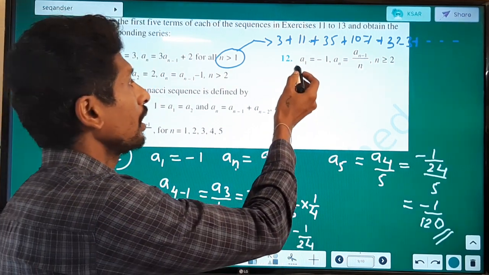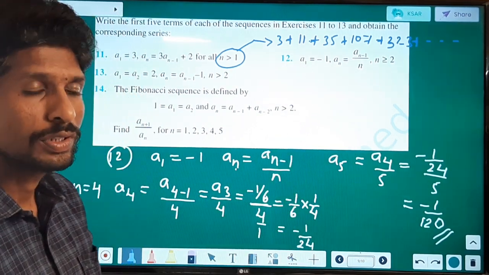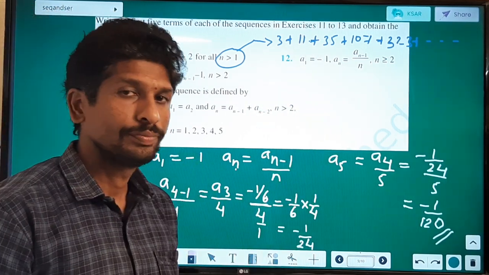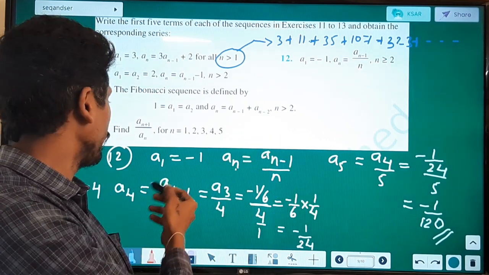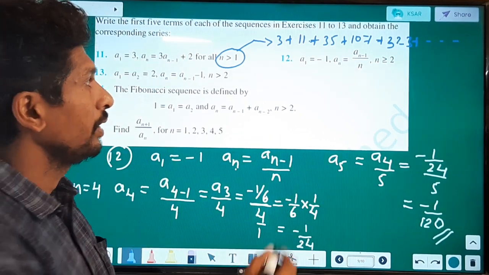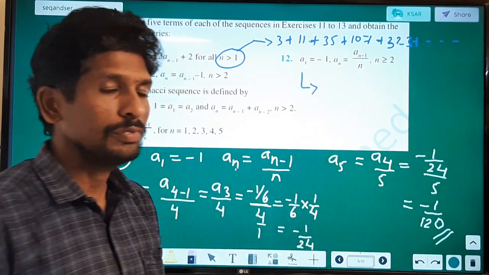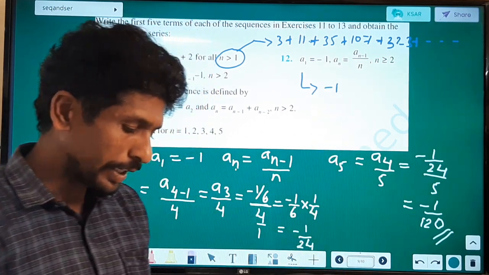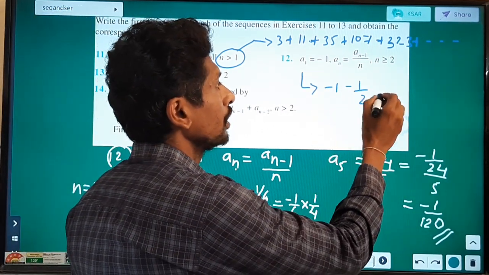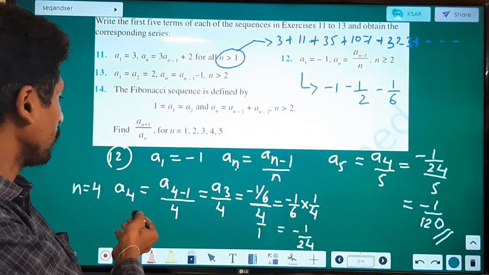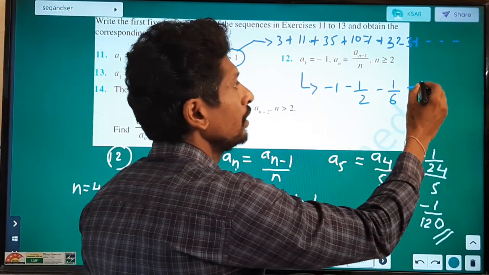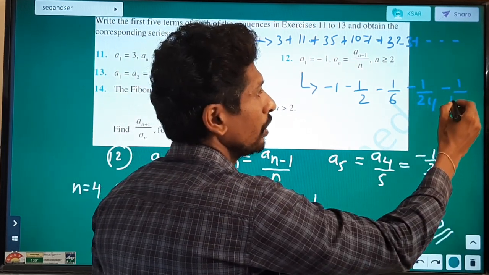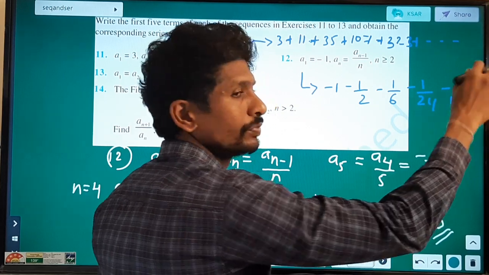Similarly, we also found the first 5 terms of the 12th problem. A1 is -1, and similarly A2, A3, A4 and A5. In the same way, the series becomes: the first term is -1, the second term is -1/2, the third is -1/6, the fourth term is -1/24, and the fifth term is -1/120, and so on. That will be continued. Understand the concept?